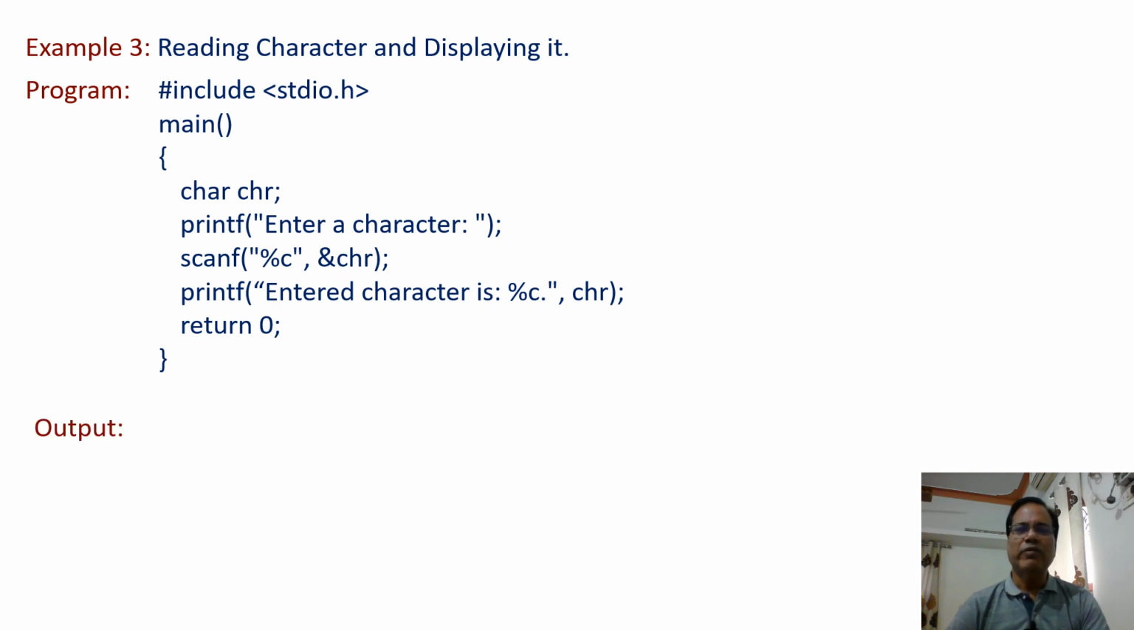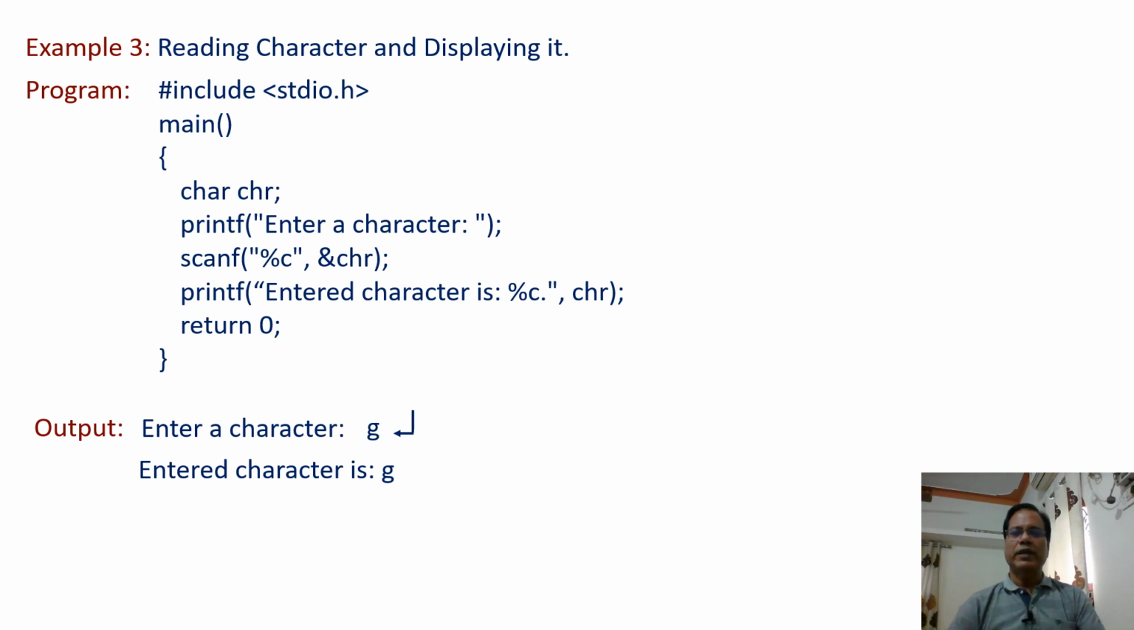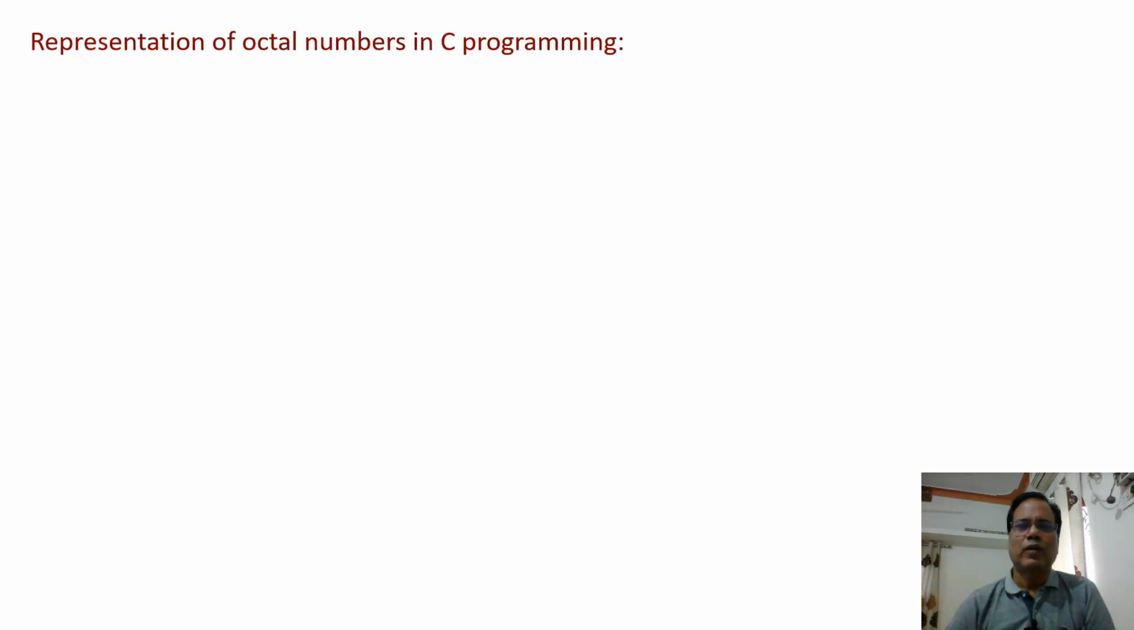So in this way when this program is run, first the message enter a character is displayed, and here we enter a character and press the enter key. Once the enter key is pressed, this character is taken in and is stored in the chr character variable, and then using the printf statement it is printed on the output.